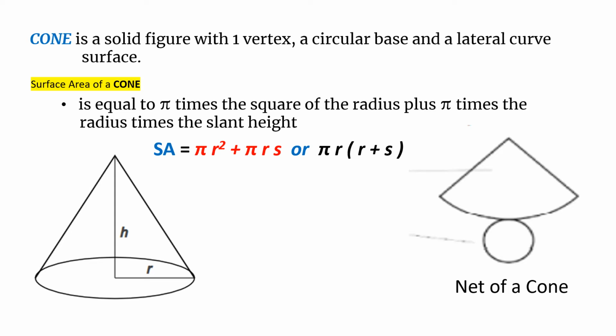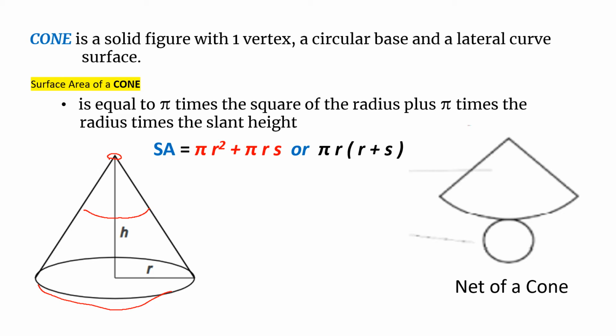Cone is a solid figure with one vertex. Ito, yung dulong ito. A circular base, yung bilog. Okay? And a lateral curve, yung pagkakakurba surface. To get its surface area, that is equal to pi times the square of the radius plus pi times the radius times the slant height. Symbolically, SA, being the surface area, is equal to pi r squared plus pi rs. Or, factor out natin yung pi r and then times the quantity r plus s.